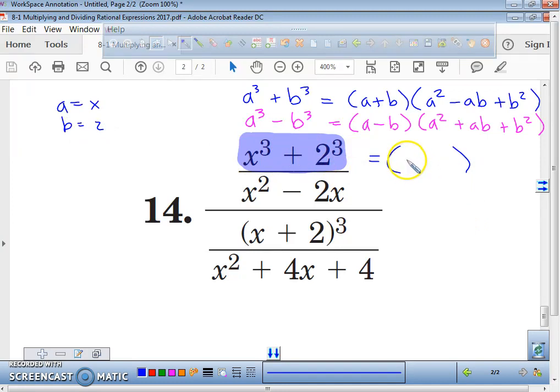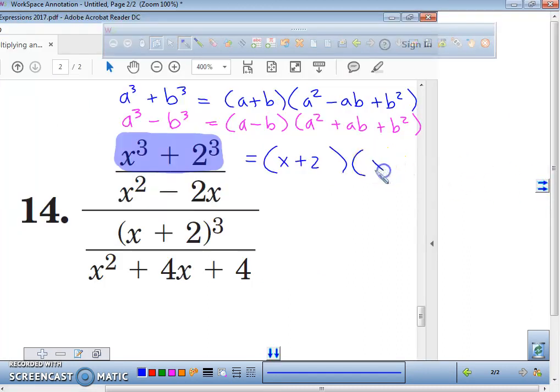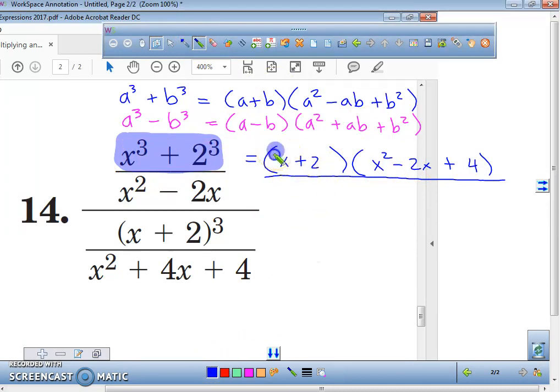So what am I going to start out with? I'm going to start out with an x plus 2. And then I'm going to have an x squared minus 2x plus 2 squared. But 2 squared is 4. So right now, in blue, the sum of these two cubes equals this right here. So I'll highlight this in blue so you know this is completely 100% factored.